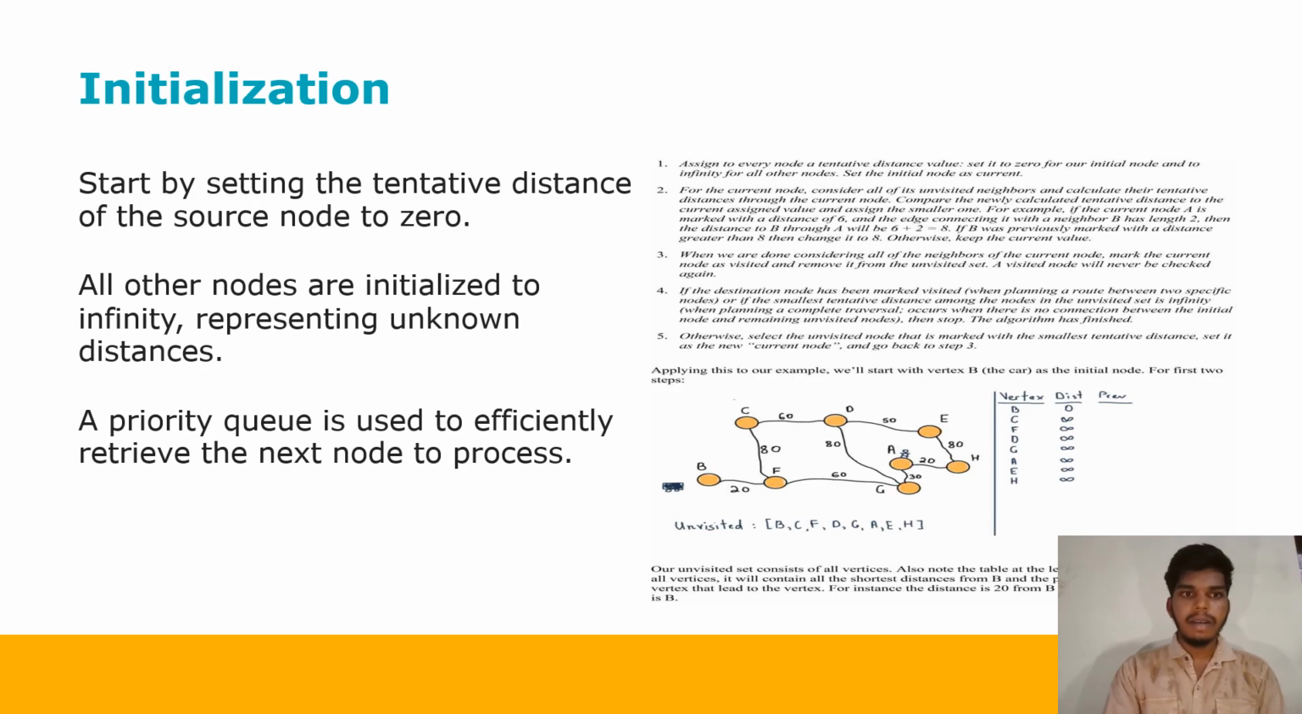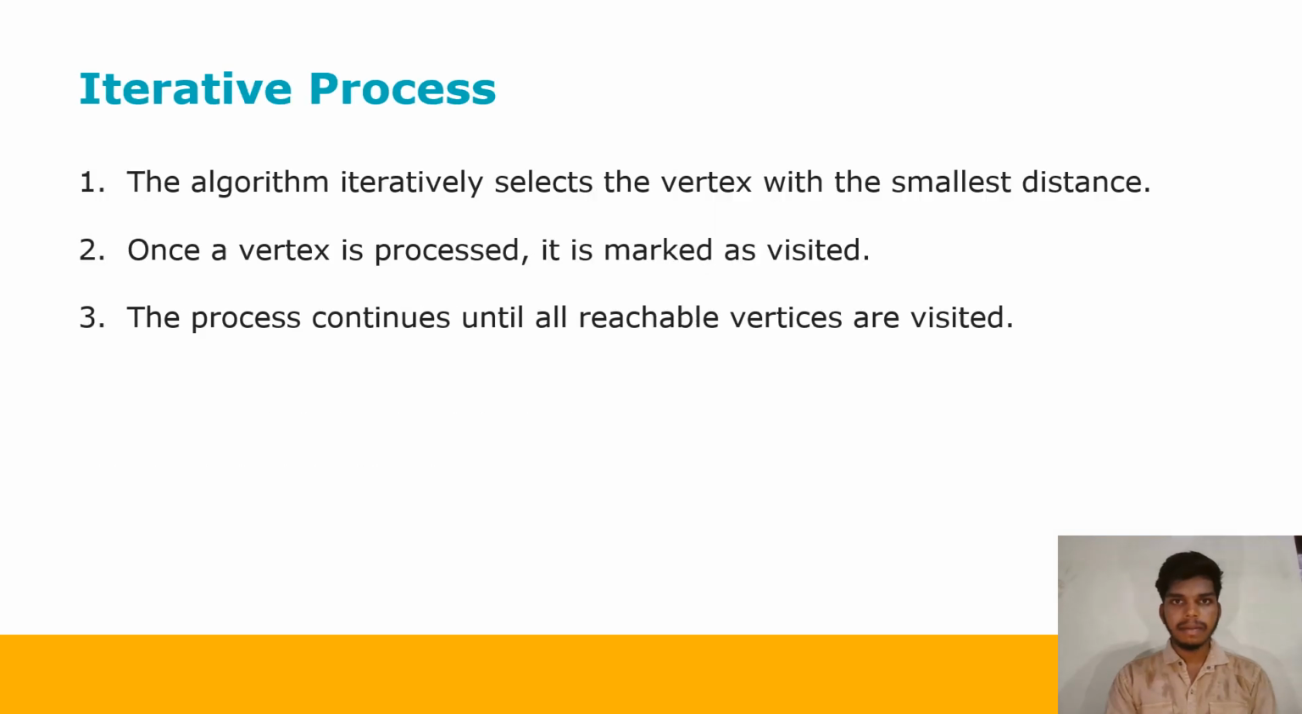Initialization. Start by setting the tentative distance of the source node to 0. All other nodes are initialized to infinity, representing unknown distances. A priority queue is used to efficiently retrieve the next node to process.